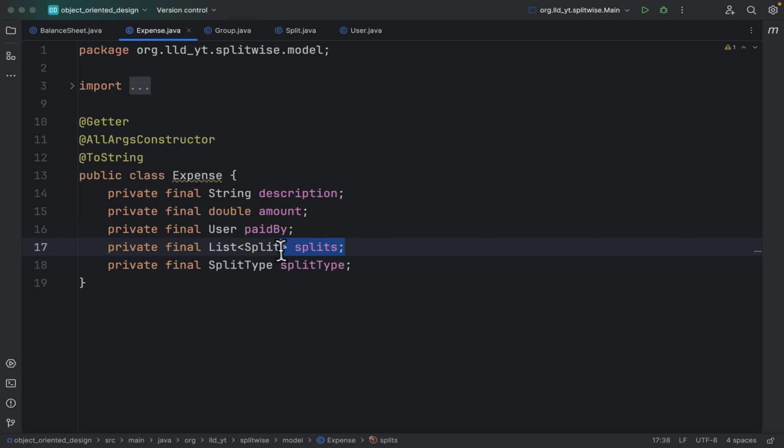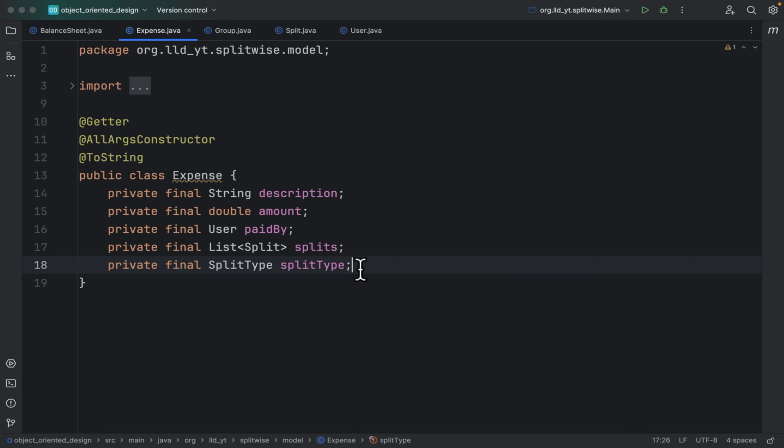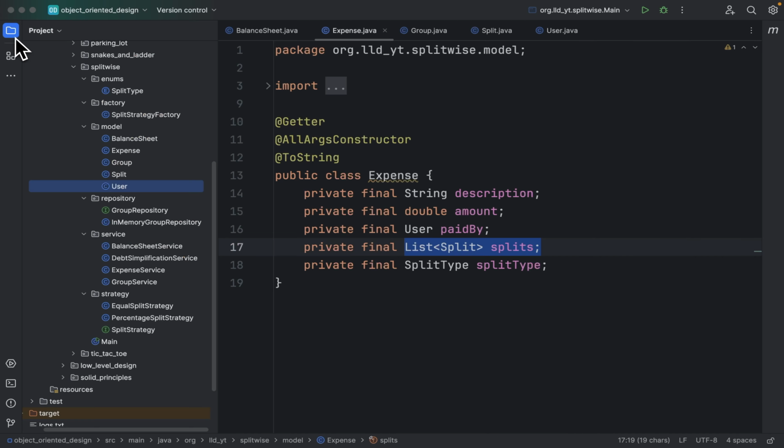Okay. And here we would be having the list of split. Okay, so each and every split would be having the participant who has participated in that activity and the share of that participant. Okay, and finally we would also be having this split type, like it could be either equal or percentage. So accordingly we would be getting this list of split. We'll see this when we'll be checking the strategy design pattern. So I hope you understood all the models.